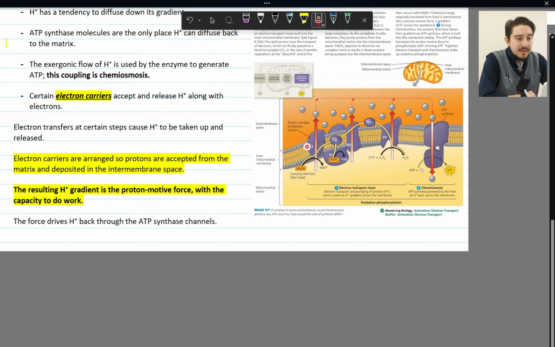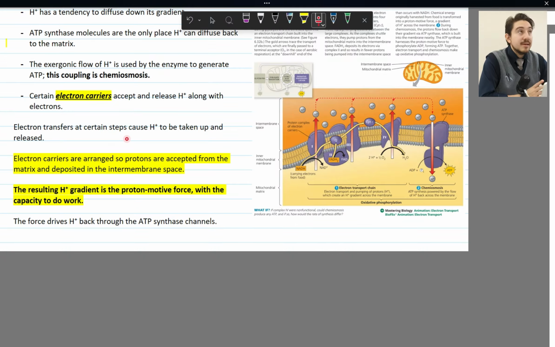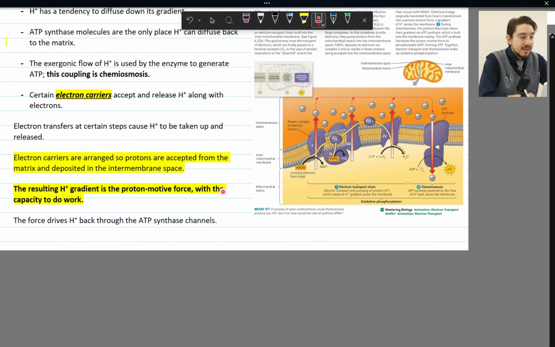So looking at the complex itself of proteins, certain electron carriers can accept and release hydrogen plus ions as you're having this cascade occurring. Okay, so you're forcing hydrogen plus ions to go from one area to another. Electron transfers at certain steps can cause hydrogen plus ions to be taken up and released on the other side.